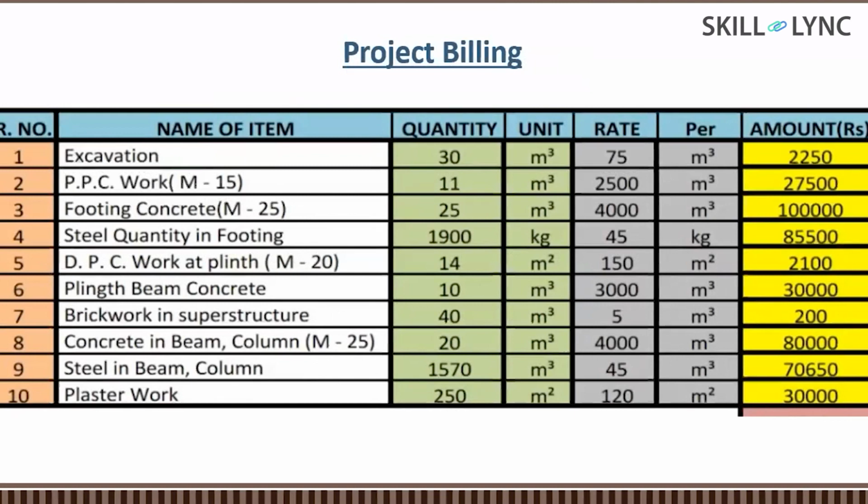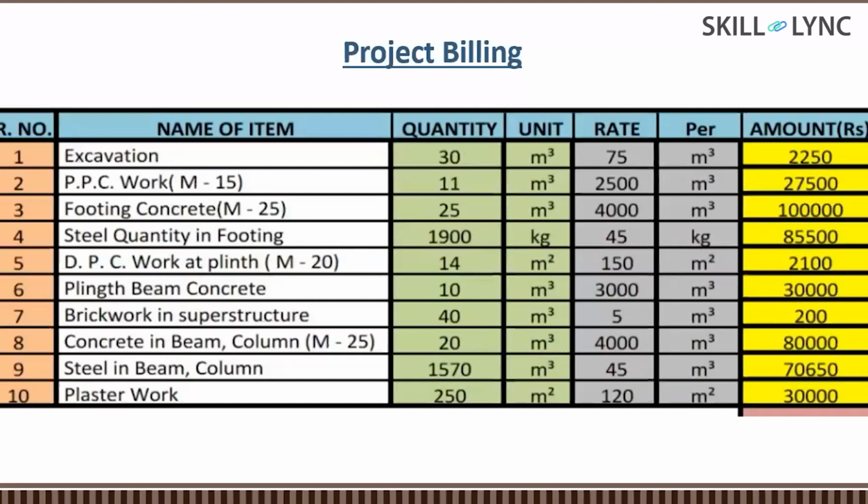So here we can see that excavation is there. The excavation quantity is 30 cubic meter. The rate is 75. Generally the excavation rate is 200, so that depends upon soil to soil, how we are doing the excavation and everything. This amount has been taken. Now PPC work, that is concrete work.